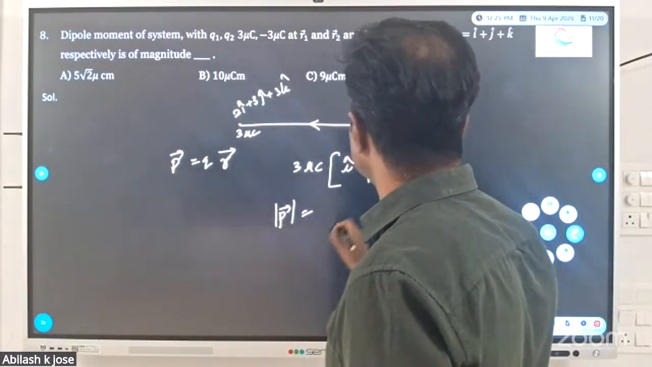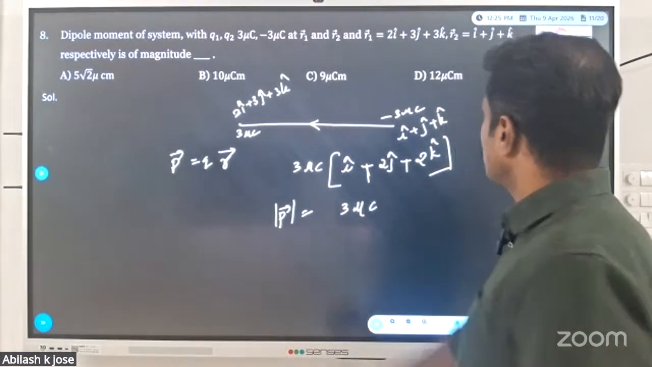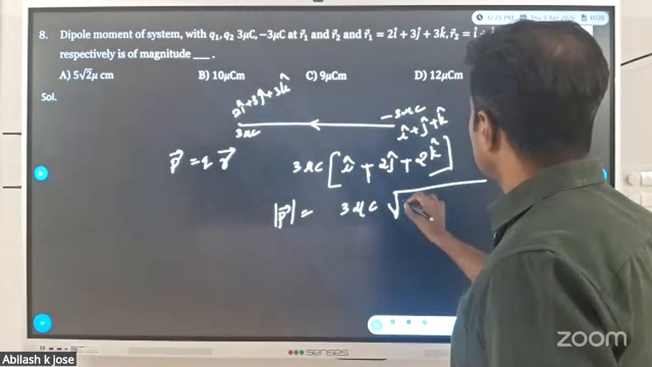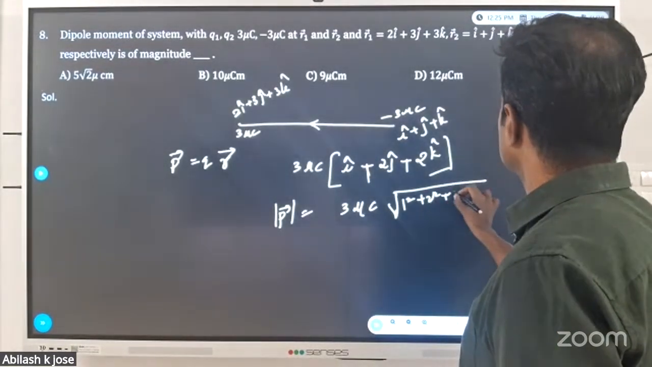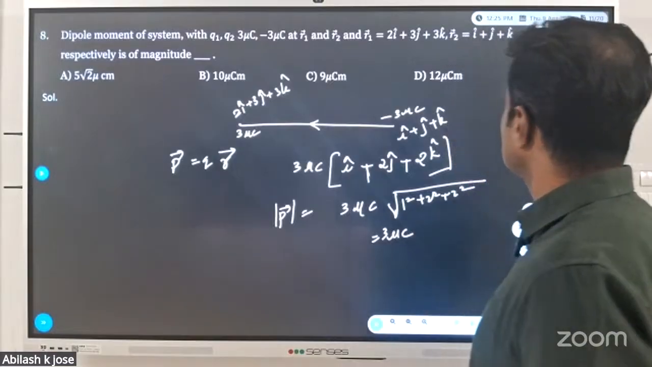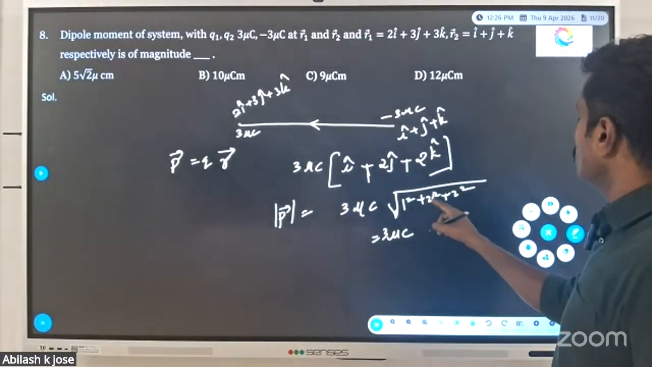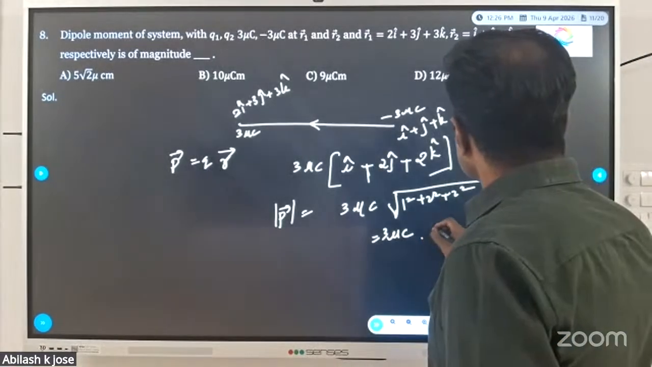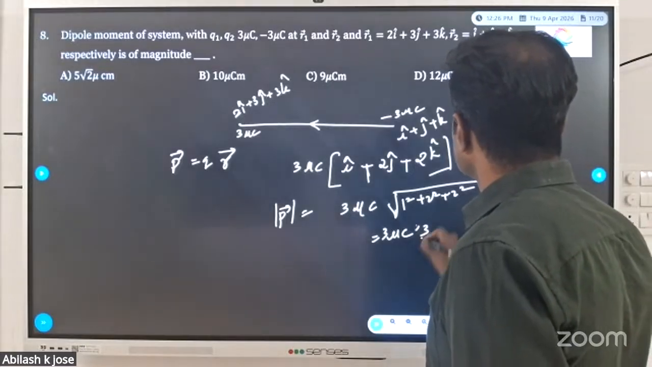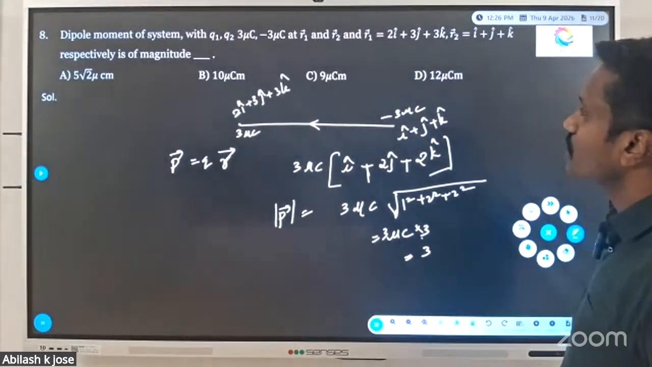Magnitude of the dipole moment is 3 microcoulomb into the magnitude of this, which is the root of 1 square plus 2 square plus 2 square, that is the root of 9, which is 3. So it is 3 into 3, 9 microcoulomb meters.